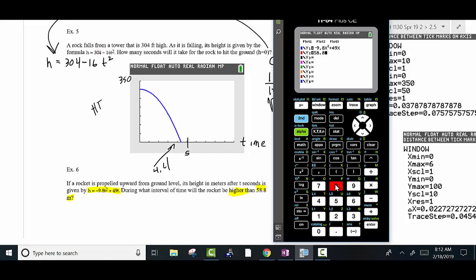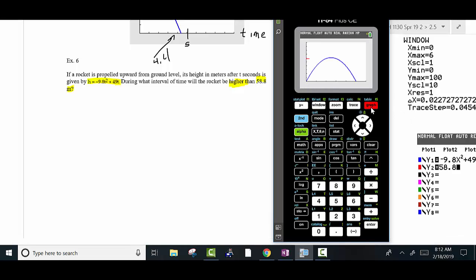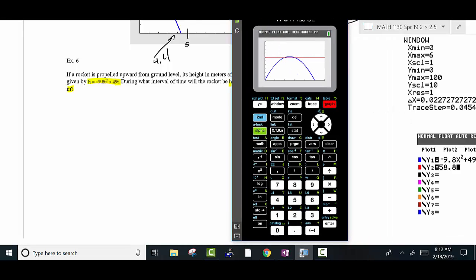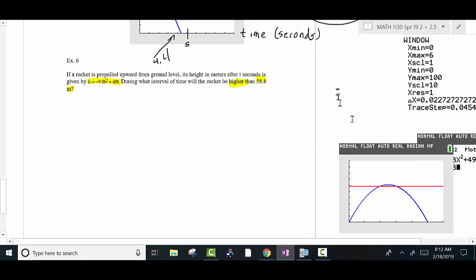Now that's going to give a horizontal line, and that would be the sketch of the graph that I want you to do. So just put those two things in, graph it, and do a kind of sketch on that. Then we can use our technology to figure this out.